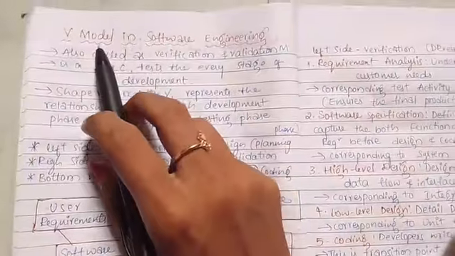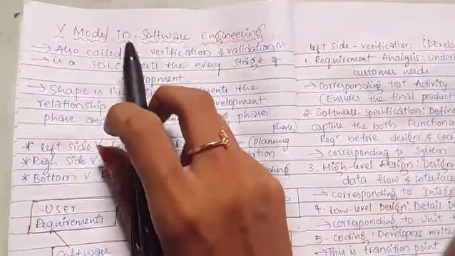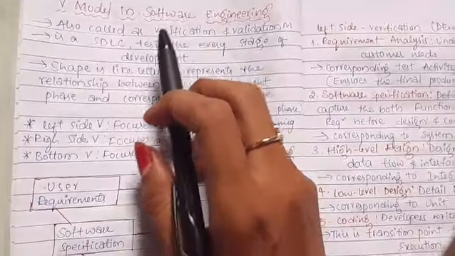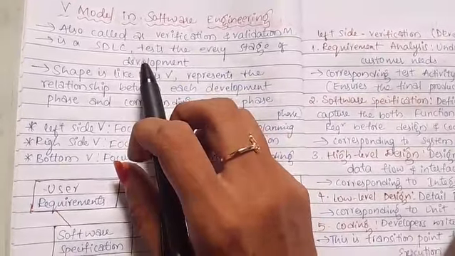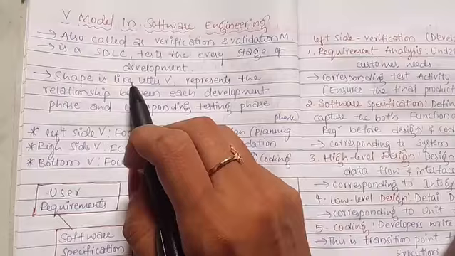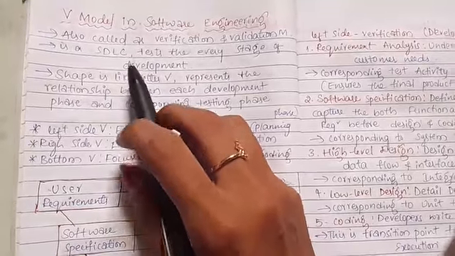Hello everyone. In this video, I will explain the V model in software engineering. This is a very important question and is asked in almost all the question papers, for 6 to 8 marks.